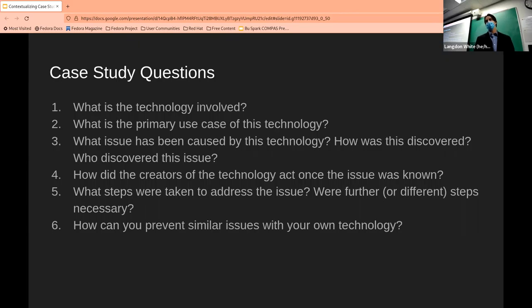So in order to do that, we have a framework of questions to help with that. These are similar to the ones all of you went over. First, we always want to think about what the actual technology involved is, and what the primary use case of this technology is. You may be thinking, why talk about the use case? Shouldn't it be really obvious? But it's actually really important to understand if a technology is working as it's supposed to.